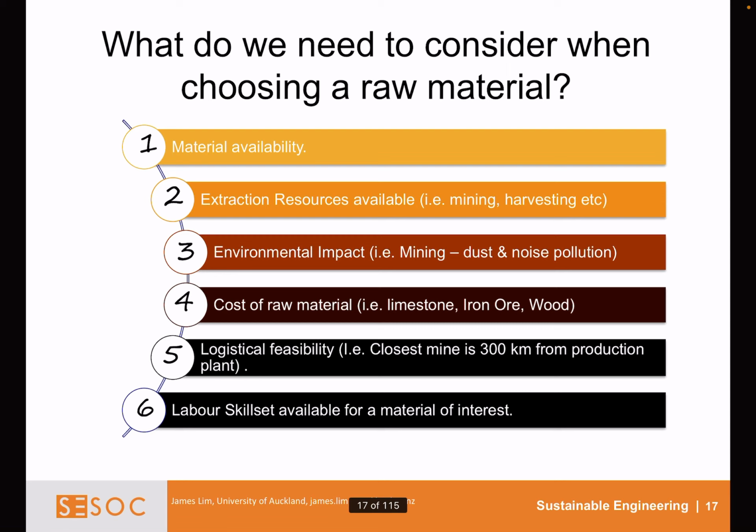5. Logistic feasibility, where resources are available to deliver the raw material to the production plant. If the material source is in the same country, look at the various options: articulated trailers, train haulage, barges, etc. And finally, labour skill set available for raw material. A new or specialized material usually requires a specialized team. Do we have this labor resource available to us?